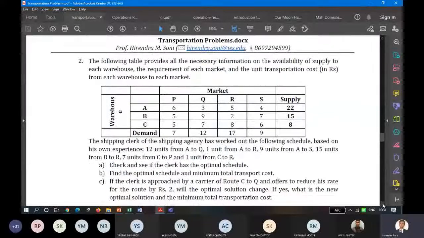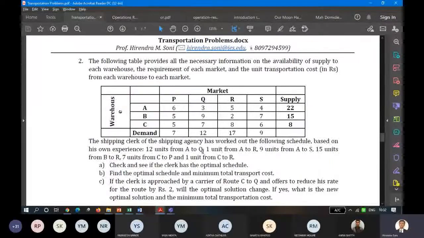the following table provides all the necessary information on the availability of supply to each warehouse, the requirement of each market, and the unit transportation cost in rupees for each warehouse. Now, since this is indicating transportation cost, so that means obviously we will be required to minimize the allocation. Okay. The shipping clerk of the shipping agency has worked out the following schedule based on his own experience. So 12 units from A to Q. So यहाँ पर वो 12 का allocation डाल रहा है.